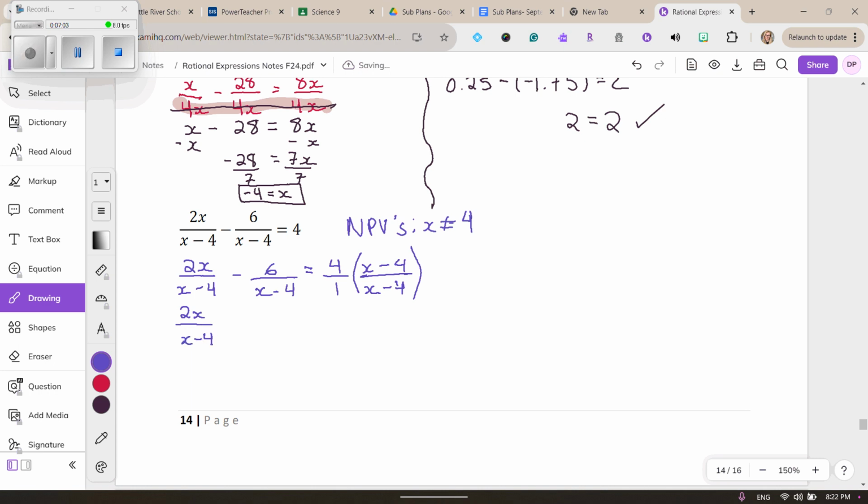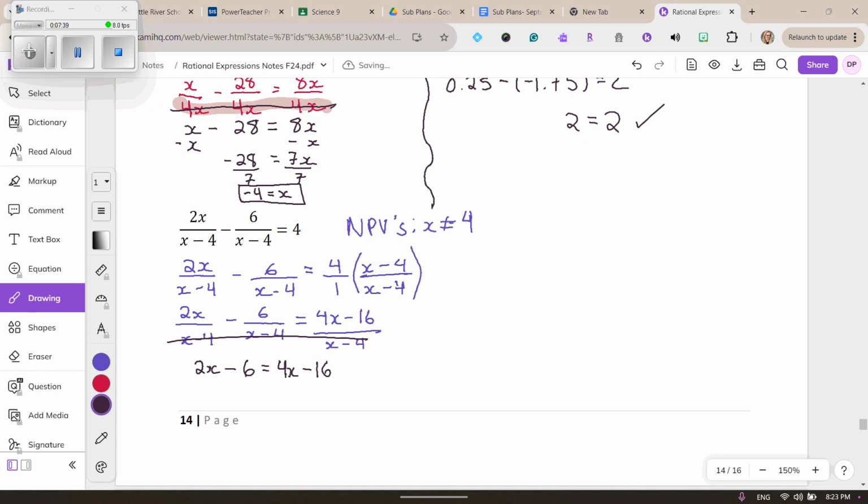Okay, moving on to the second step, I'm just writing down what I already had and then showing here that when I multiply 4 times x minus 4, I get 4x minus 16 over top of x minus 4. Now, once again, you will notice that the denominators are all the same. Once they are the same, you can cancel them off and you'll be left with 2x minus 6 equals 4x minus 16.